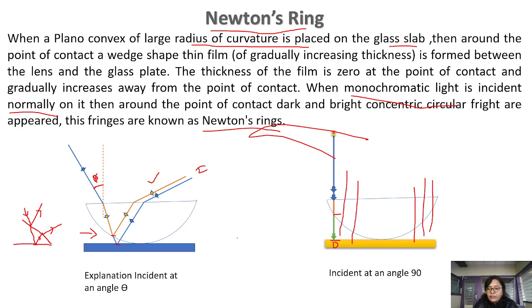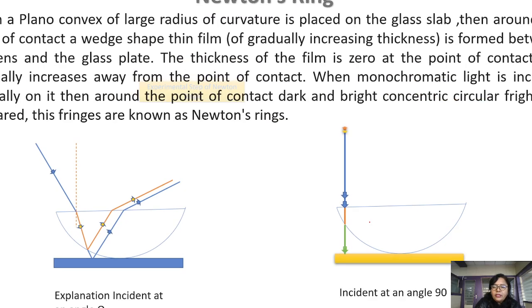And as you see, if we can see the same point over here bright, or here bright, and in this way if you join all these points, then we can see a circular pattern around the point of contact, and these circular patterns are basically Newton's rings. Okay, so I think it's clear to you.